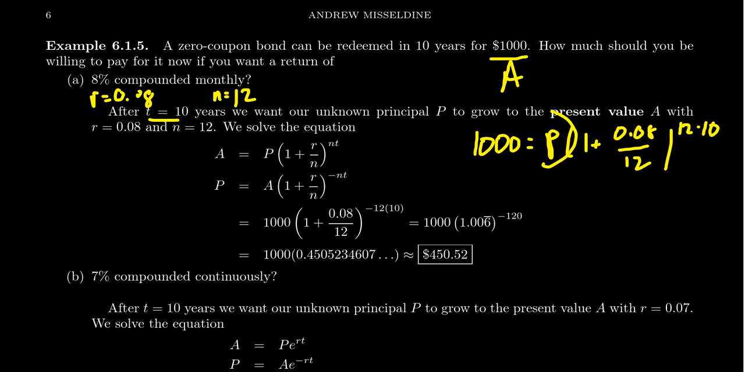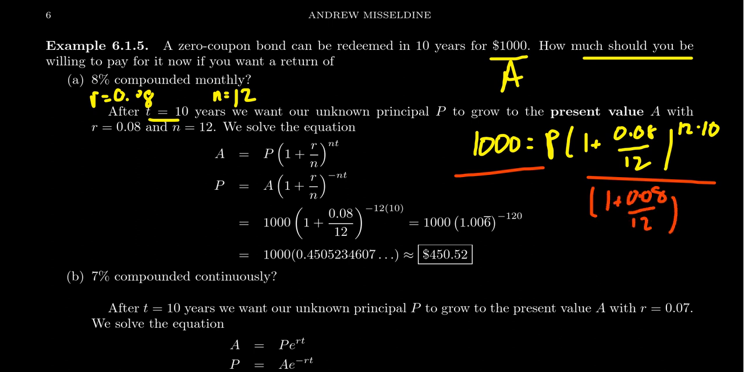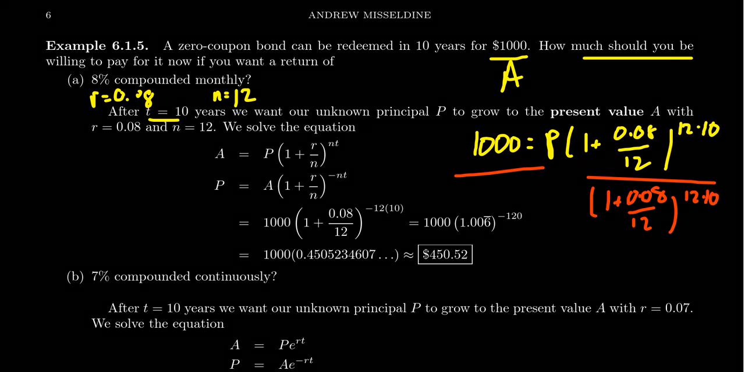So the thing is, we actually don't know what the principal is. Aha, right? How much should you be willing to pay for it? Like, how much should I pay for it now? That would be the principal of this loan. So we need to solve for P, which in order to do that, you probably want to divide this quantity on both sides. So you get 1 plus 0.08 divided by 12 raised to the 12 times 10 power right there. So you have to divide that on the other side. It's like, ooh, that's a mess.